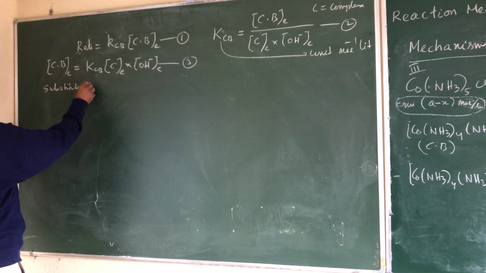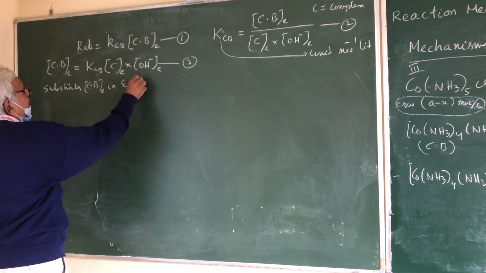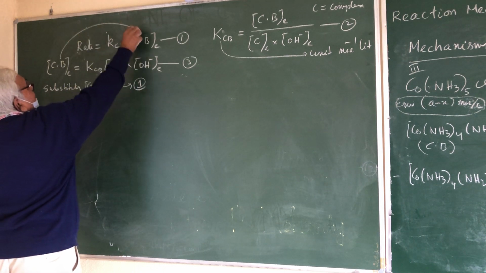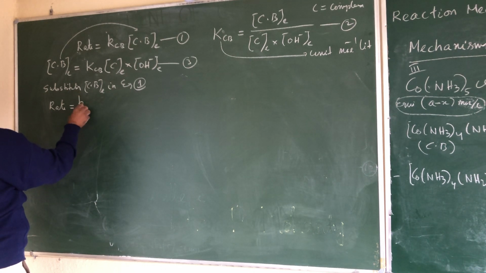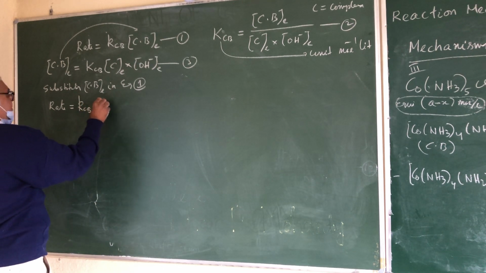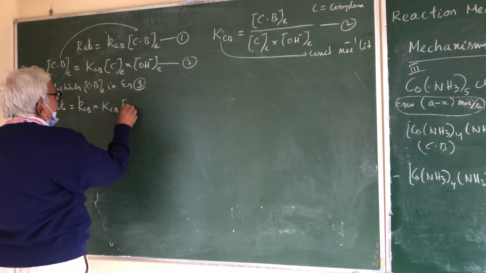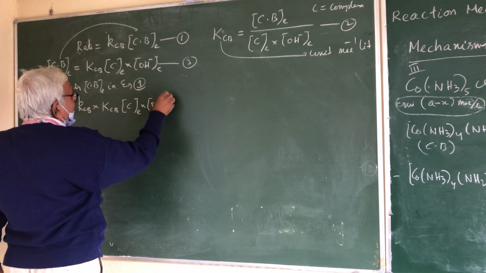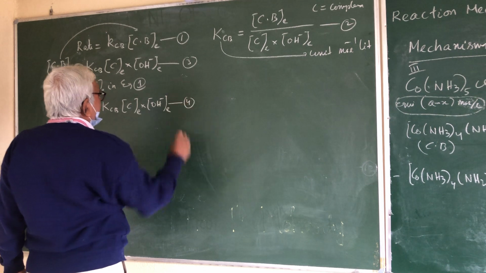Substituting conjugate base equilibrium in equation 1. So here this data is substituted here. Then what do we get? We get the rate is equal to KCB into KCB, complex equilibrium into hydroxide ion equilibrium. Equation 4.